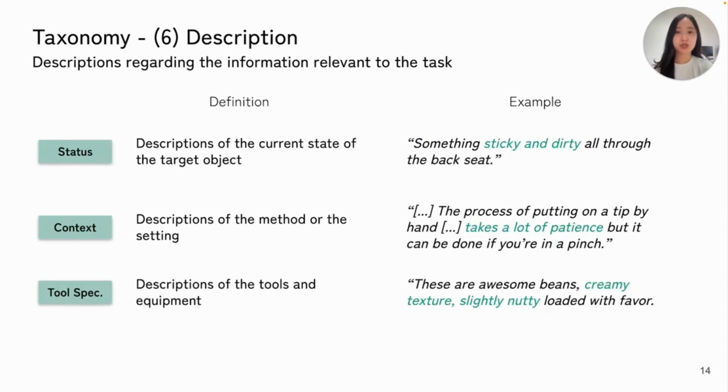Description adds descriptions regarding the information relevant to the task. Status describes the current state of the object or the target of the task. Context is a description of the method or the setting, such as how long a task might take. Lastly, tool specification adds descriptions about the tools.